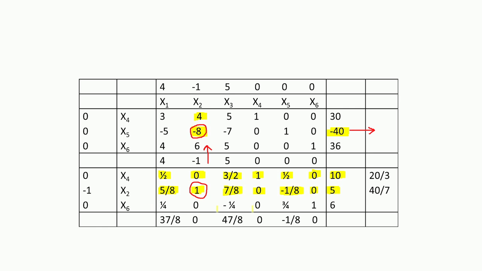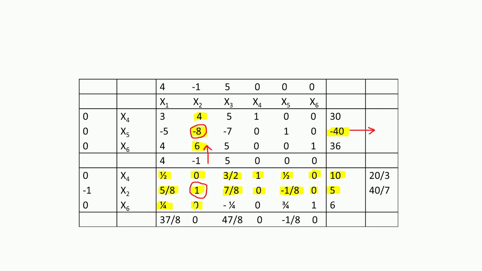Now we have to write the third row. The old value is 6. So 6 minus 6 times 1 will give 0. The rule is the new third row is the old third row minus 6 times the new pivot row, or the new second row. So 6 minus 6 times 1 is 0. 4 minus 6 into 5 by 8. So 4 minus 30 by 8. 32 by 8 minus 30 by 8 is 2 by 8, which is 1 by 4.